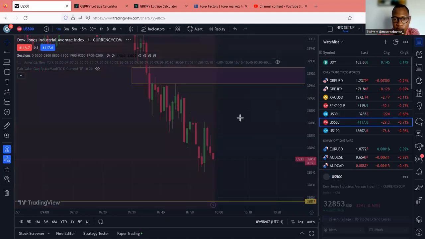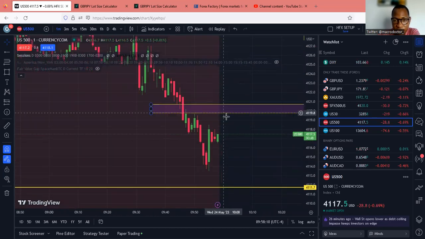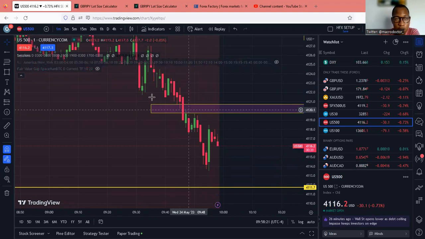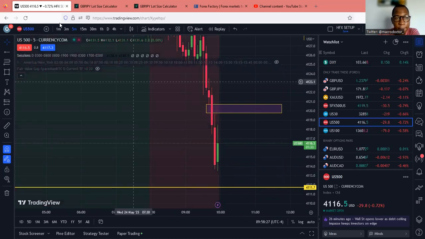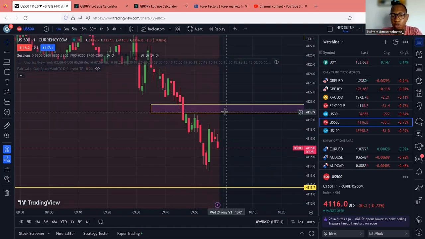Let's see if there's an FVG on the US 500. So it's the same scenario, right? No apparent fair value gap. This is the closest fair value gap. I think this is a fair value gap on the 5 minute, even though it's not one on the 1 minute. Let me see, 5 minutes. Yeah, it's a fair value gap on the 5 minute. So price sweeps that and just moves, then we are good to go.